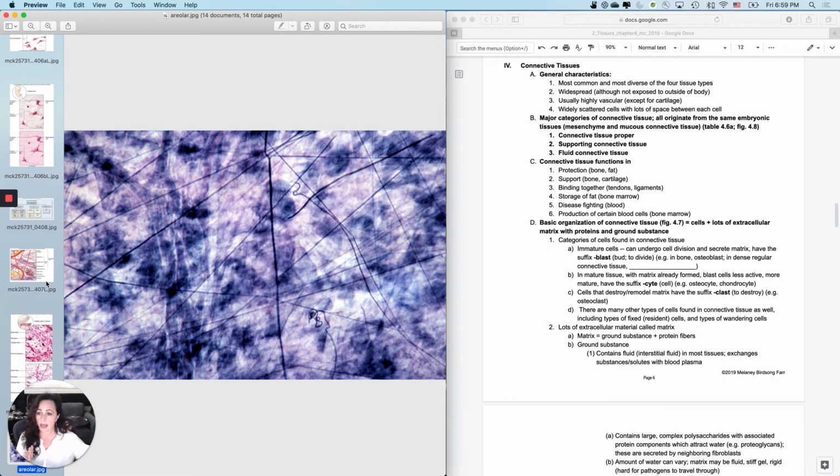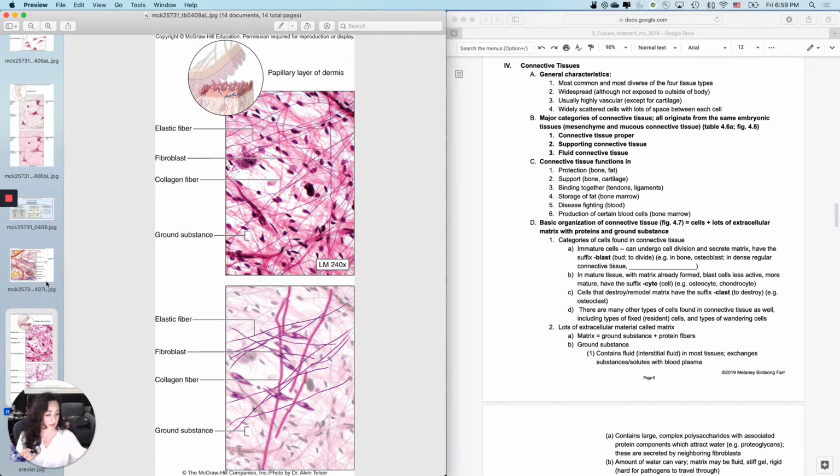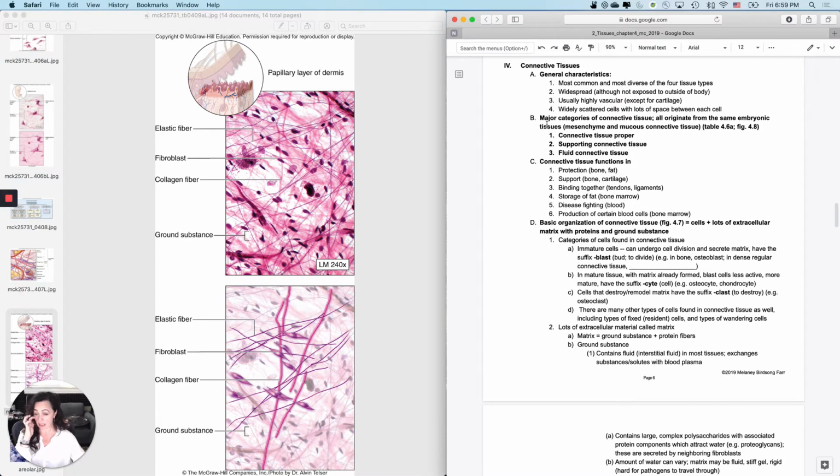Epithelial tissue has the cells right next to one another. Connective tissue has a cell here, another cell, another cell, another one. And notice that there's a lot of space between the cells. So there's a lot of room for what we would call extracellular matrix. Generally speaking, connective tissues are going to have widely scattered cells with lots of space between each cell. And that means, of course, that you're going to have to get to know not only the cells themselves, but also the things that are between the cells.